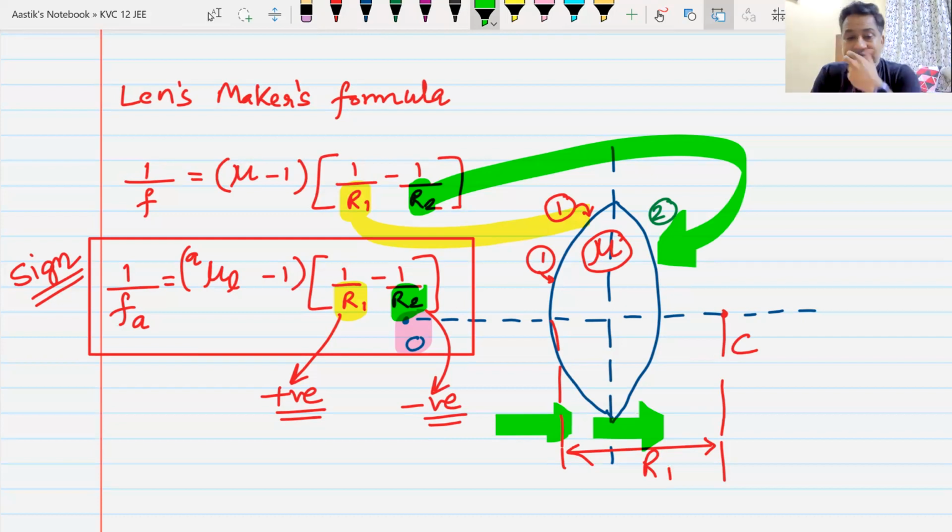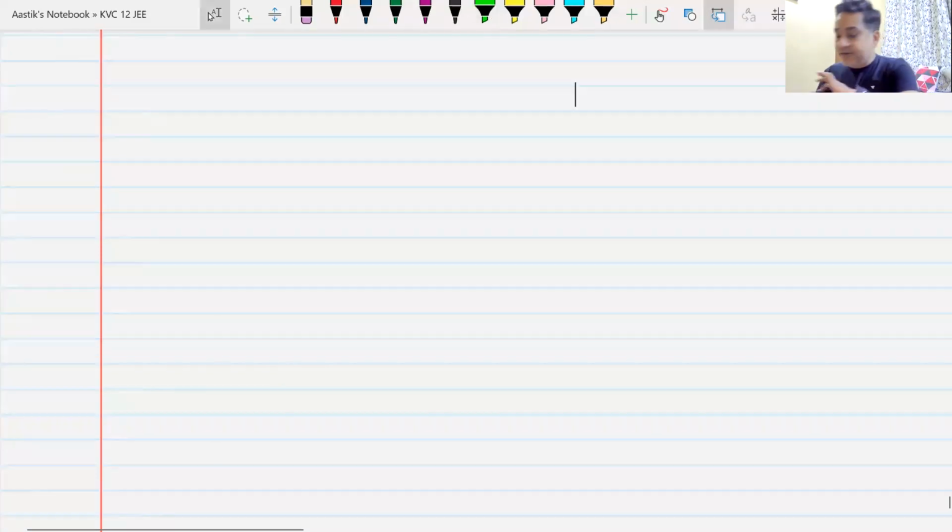Now, can I write a similar formula for the focal length of the lens in a medium of different refractive index? What would be the formula if the medium is changed and I have a different medium? Think about it. I hope you understand the formula in air. I will repeat the formula in air.